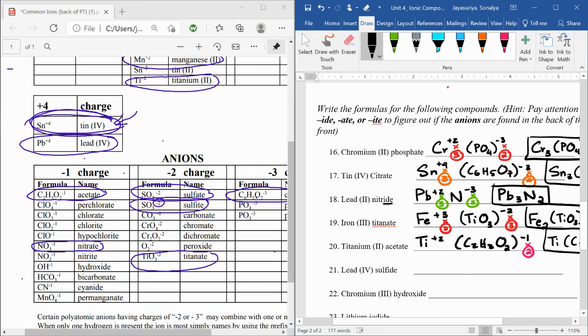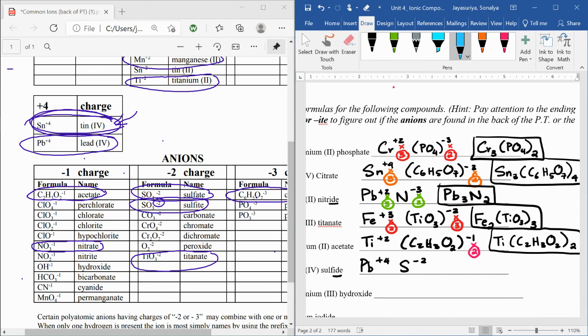Okay? Now, we got lead 4. Lead 4 means it's got a +4 charge. The Roman numeral tells you the charge. Sulfide ends in ide, found on the periodic table in group 16, -2 charge. We need 2 sulfides because you have a +4 charge. I need twice the amount of sulfide to balance out that +4. Okay, PbS2 is the compound.